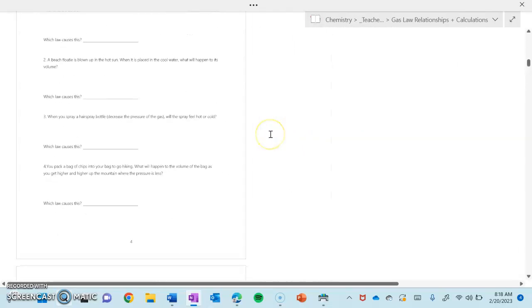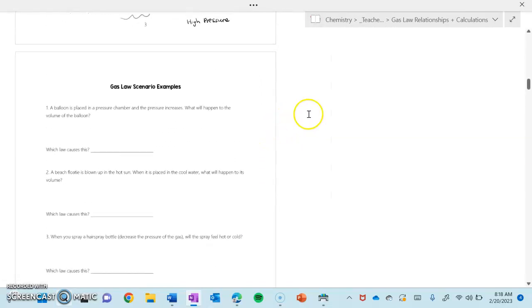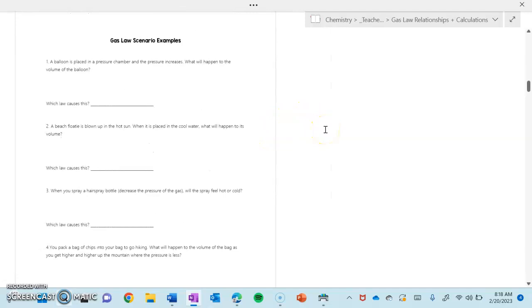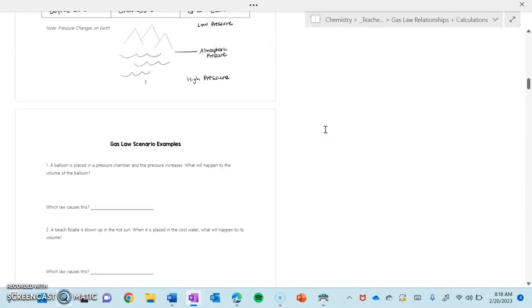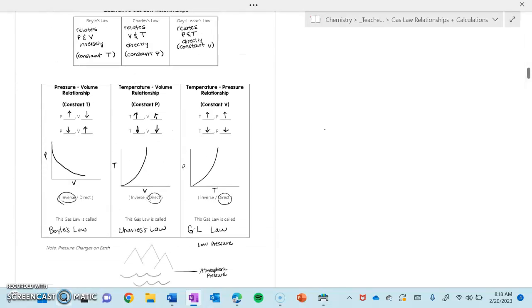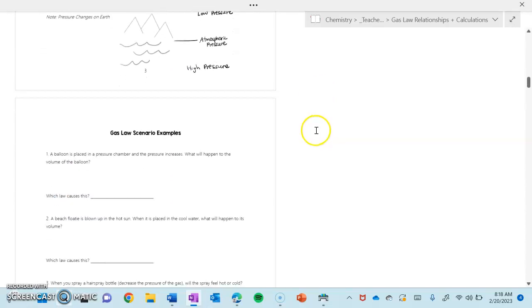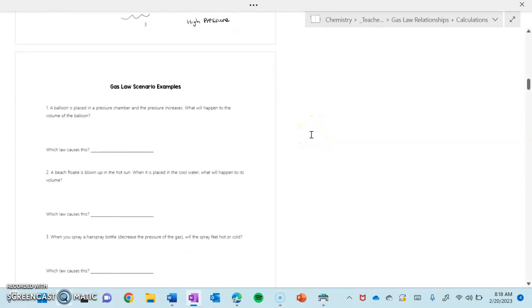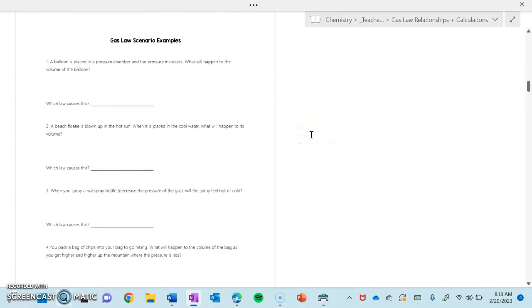So on our next page here, we have some examples of gas laws. I want you to think about them and use the arrows like this to describe what's happening. Or you can literally write pressure increase, volume decrease, or whatever happens in the problem. But I want you to describe what's happening and then which gas law causes it.